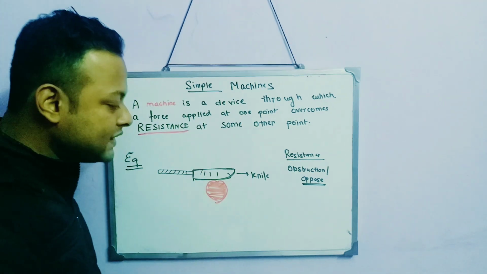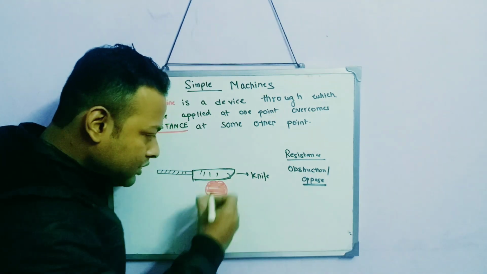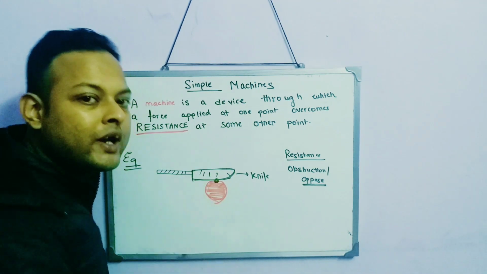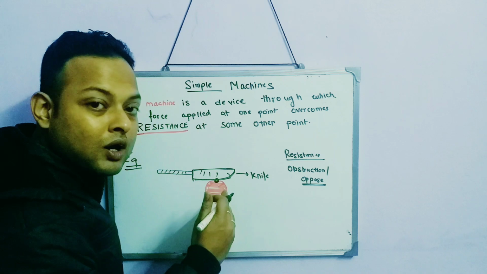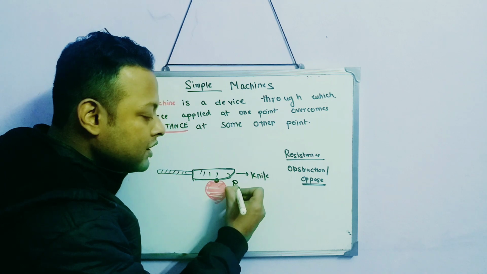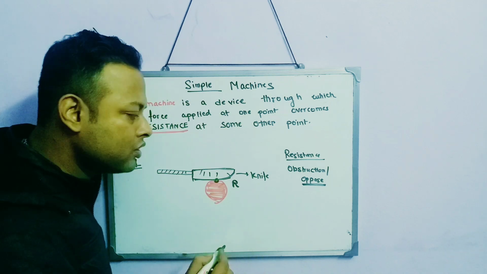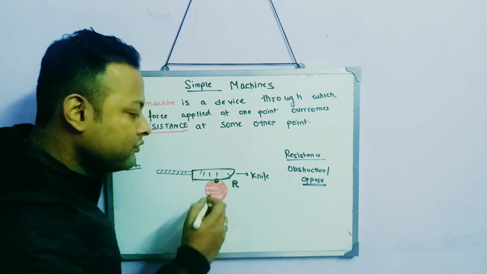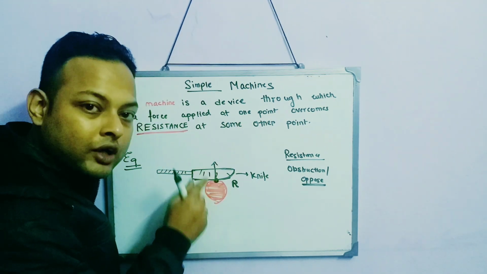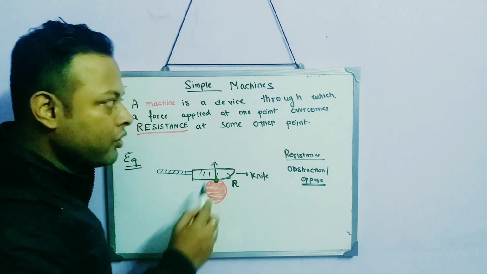Because this apple will apply a resistive force. This apple, at this particular point, will not allow the knife to go through itself. So this apple is applying what? A resistive force. At this point there is a resistance. Okay, R stands for resistance. Resistance is also a kind of force, and this apple is applying a resistive force in the upward direction. So that is why this knife is not able to go inside the apple. So there is a resistance at this point.